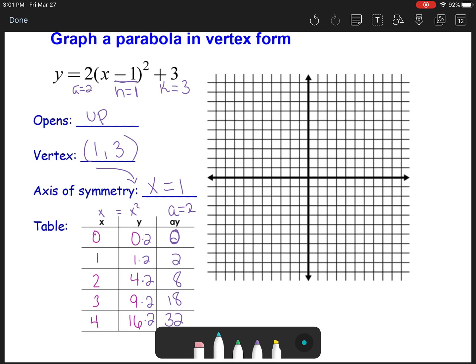So we have all this information. Now we just need to put it on our coordinate plane. So our axis of symmetry is where x equals 1. Then our vertex is the point 1, 3. So I'm going to go to the right 1 and up 3.